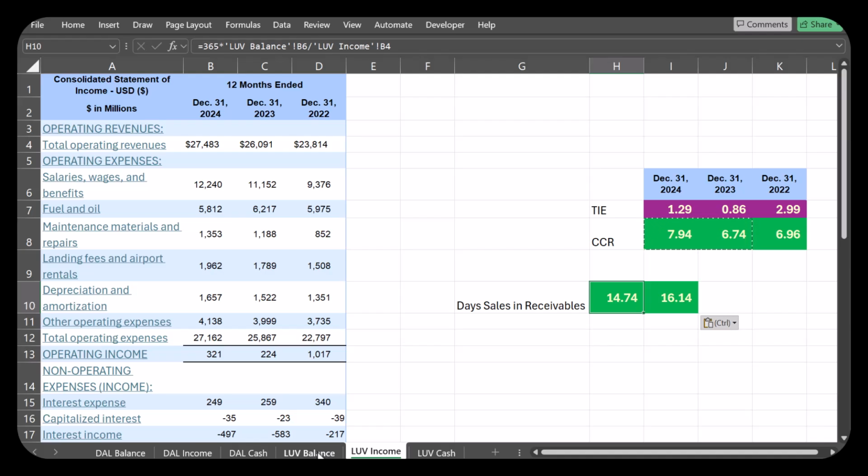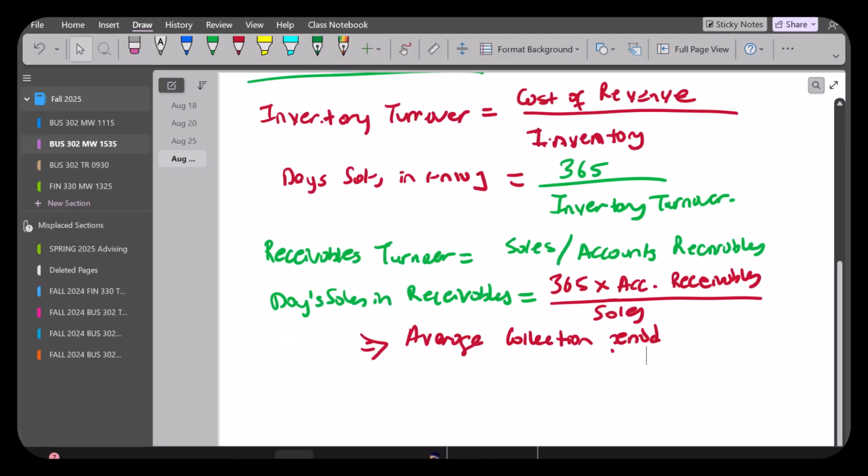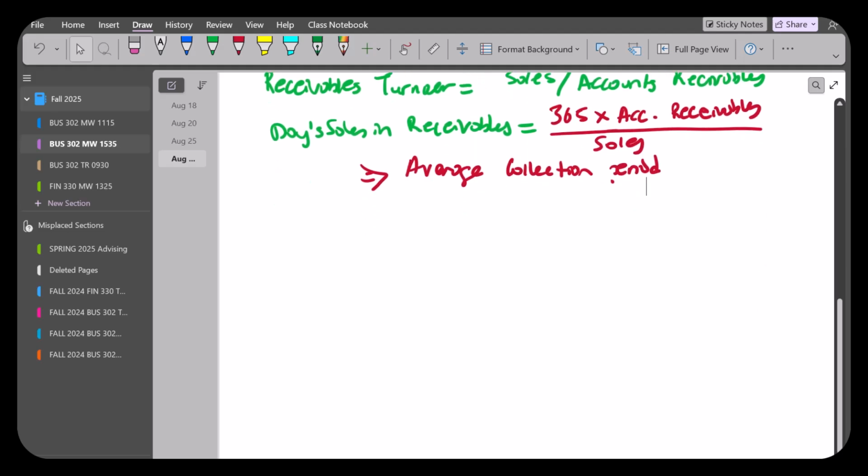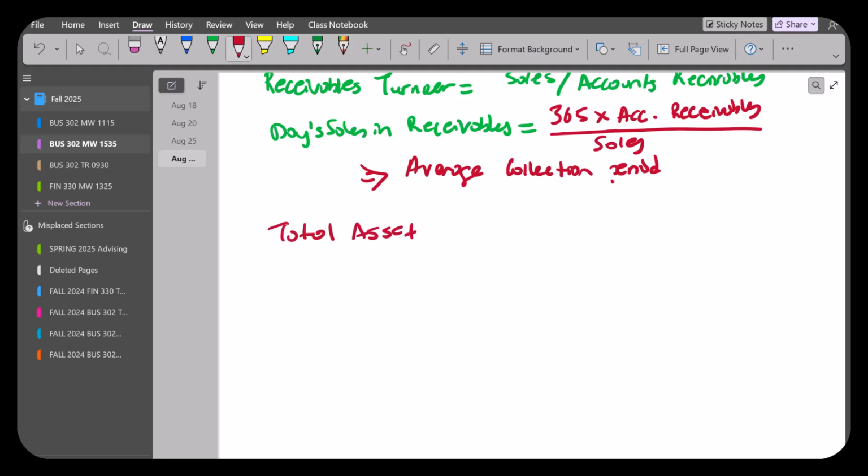There's a more general number. We're going to look at total asset turnover. This is sales over total assets. We will also look at a number called the capital intensity ratio.